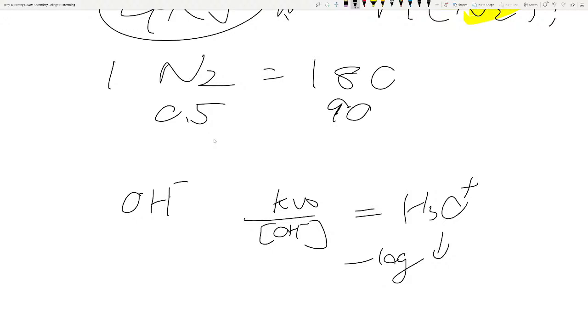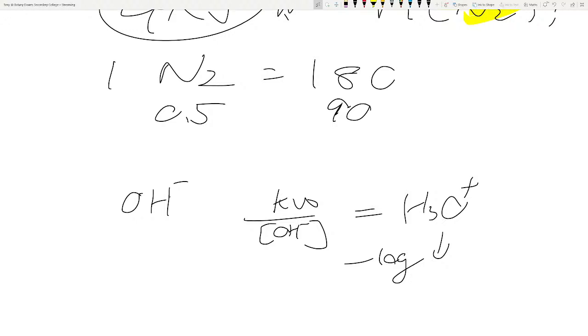Do we need to know incomplete combustion? Well, complete combustion, you make CO2 and water. Incomplete, you just make carbon and water. Yep. If the energy for the equation is negative, is it exo? Yes, it is, Stacy. If it's positive, it's endo. Yes.